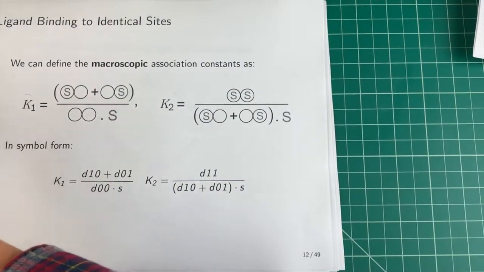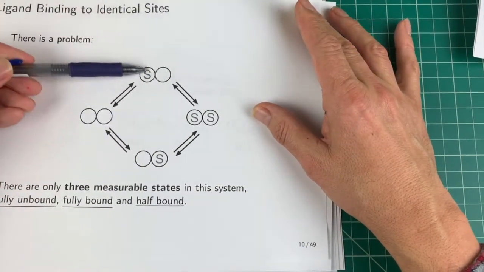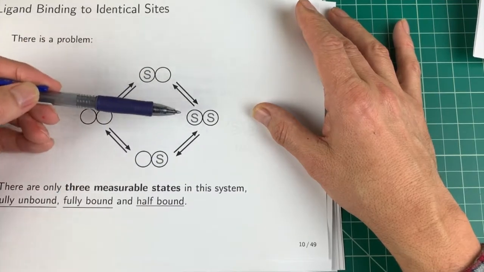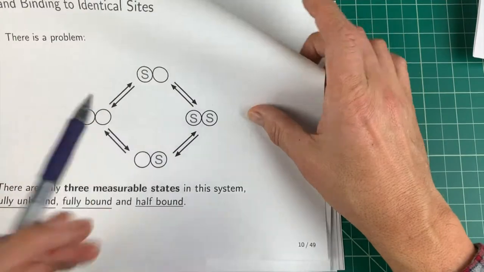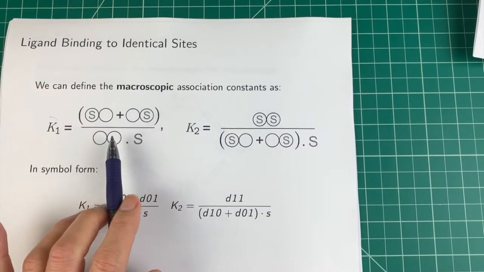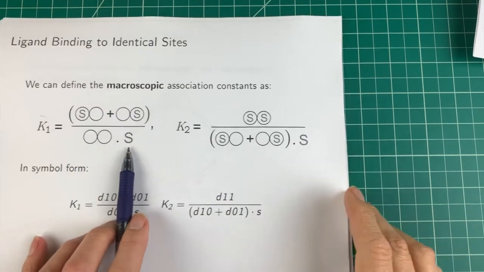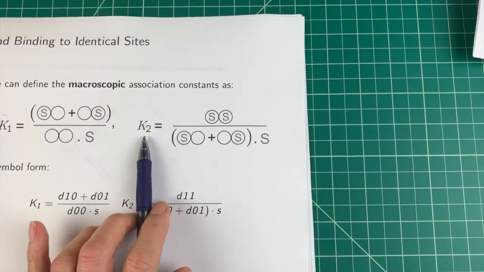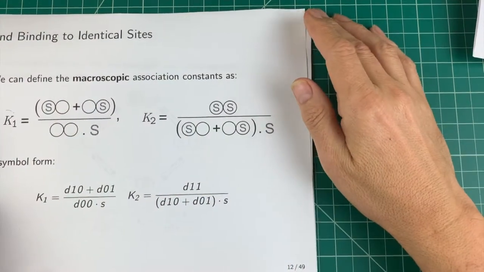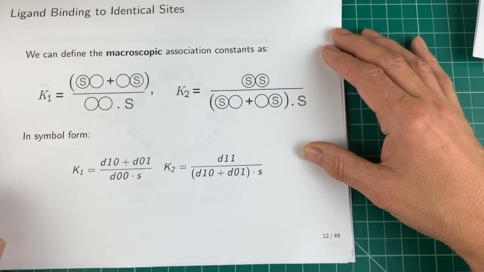So let me go back to this diagram here. There's one macro association constant associated with the left side, and there's another macro association constant associated with the right side. The left side I will call K1, the right side I will call K2. So K1 is the left-hand association constant, the total of the partially bound divided by the unbound times the ligand concentration. And on the right side, I have the other macroscopic association constant, which is the fully bound divided by the sum of the partially bound times the ligand concentration. In symbol form, using the D terminology, I get these two, K1 and K2.